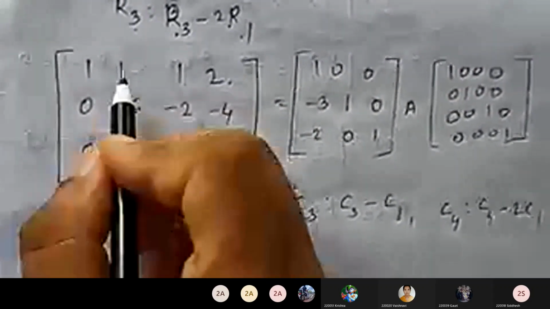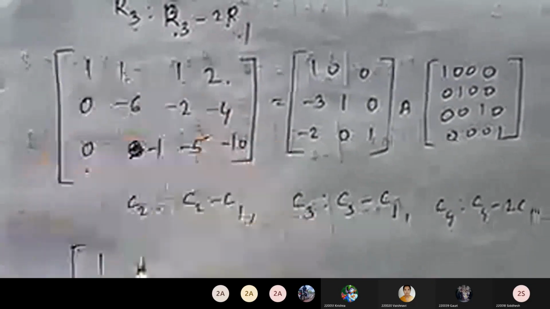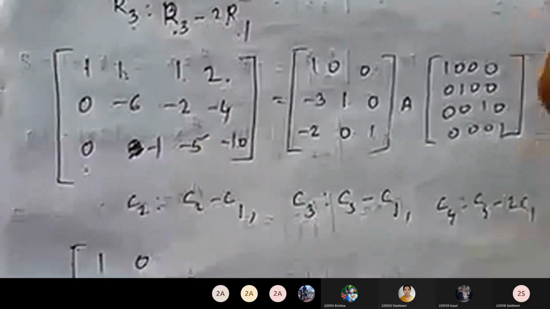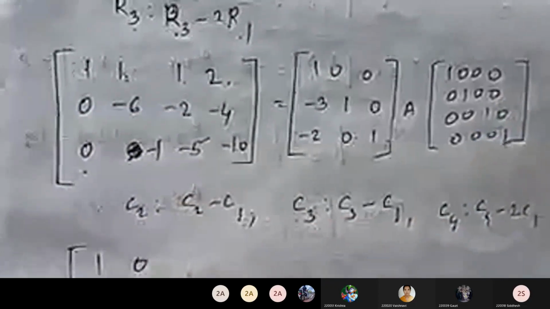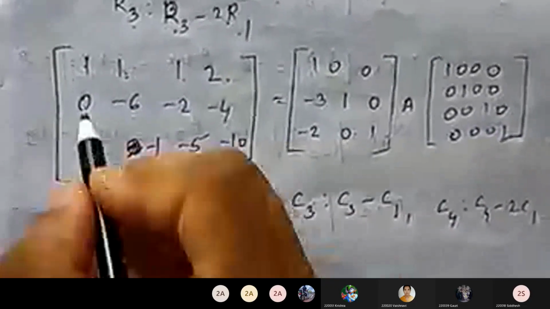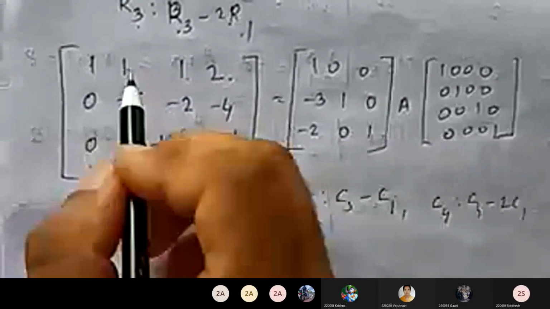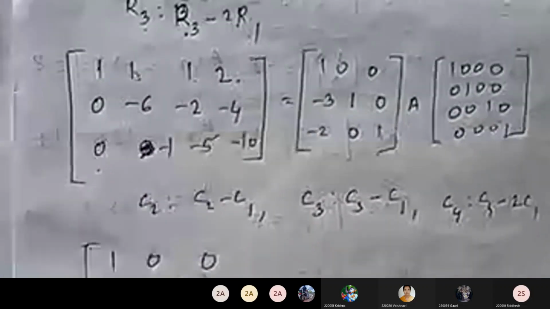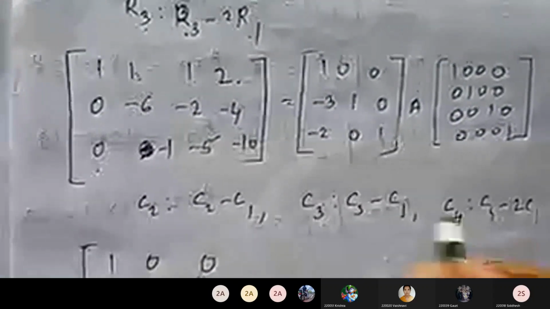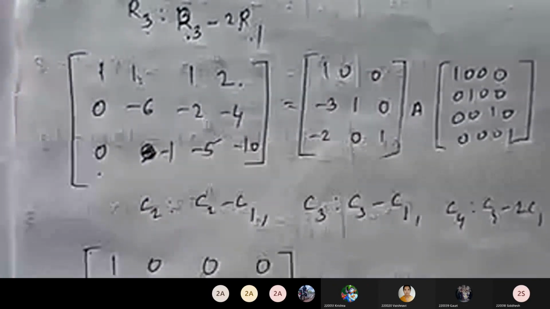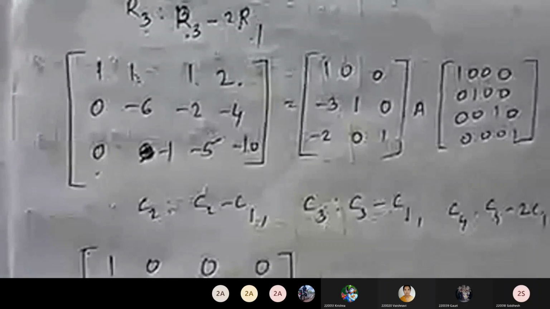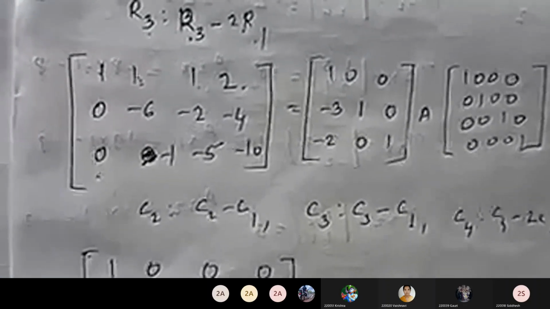C2 change, that is C2 minus C1, 1 minus 1, we get 0. Okay, minus 6 minus 0, minus 6 only, minus 1 only, because there is no change, because I have 0 over there. So only change is here, 1 minus 1, 0. Then minus 2, minus 5. Next, C4, 0, minus 4, minus 10. So just we are going to apply in column. So check that what we get.